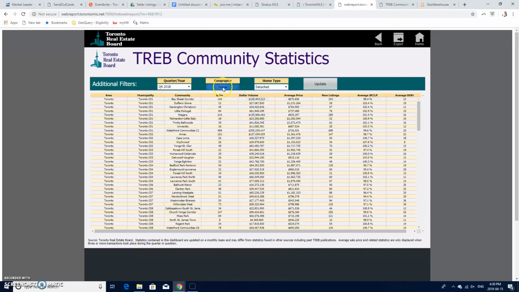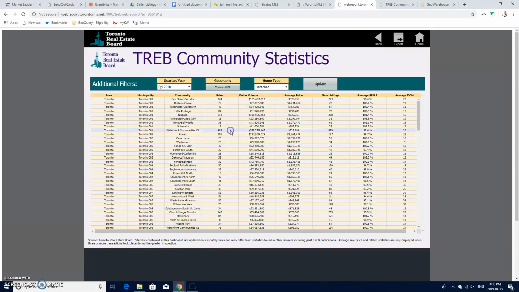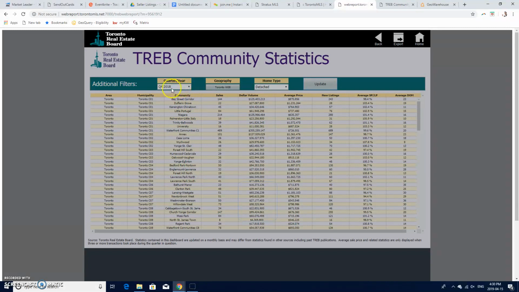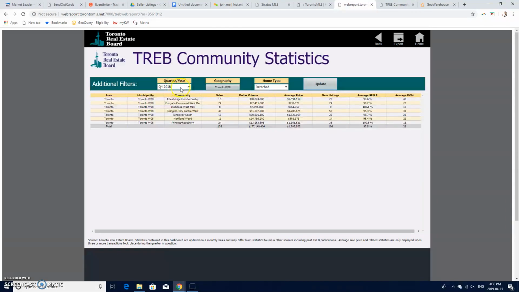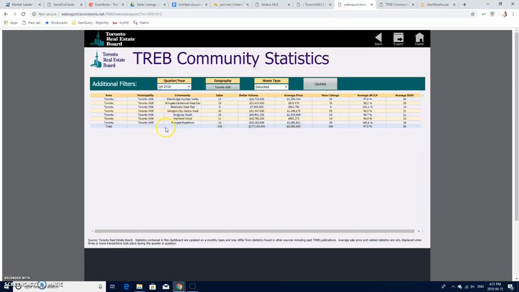So now I know this is a detached house. So I'm going to go here to detached. Toronto. We know that we're in W8. That's just to shorten things off. So now the most recent data is here in the drop-down menu. We have Q4 2018. And in the Kingsway South community, the average price is 1,925,069. I'm going to record that now. 1,925,069.